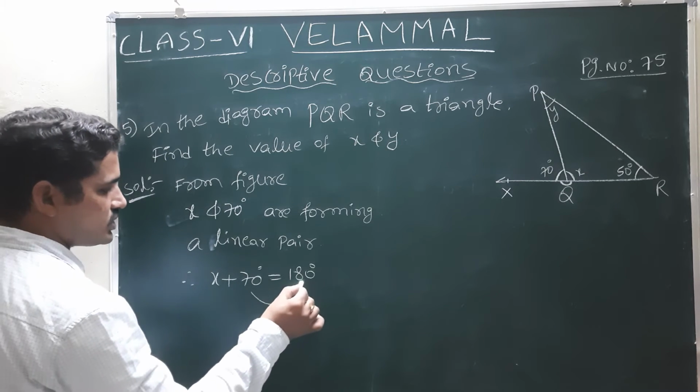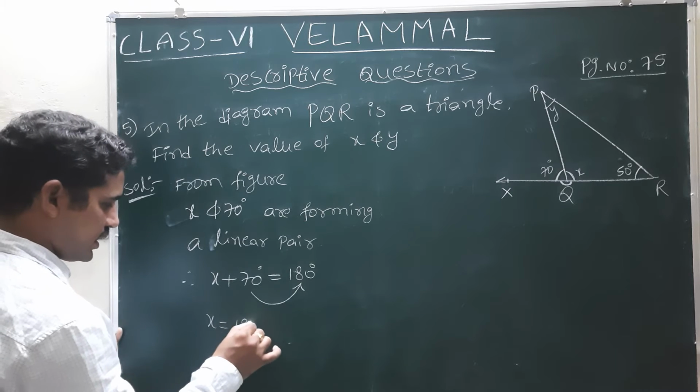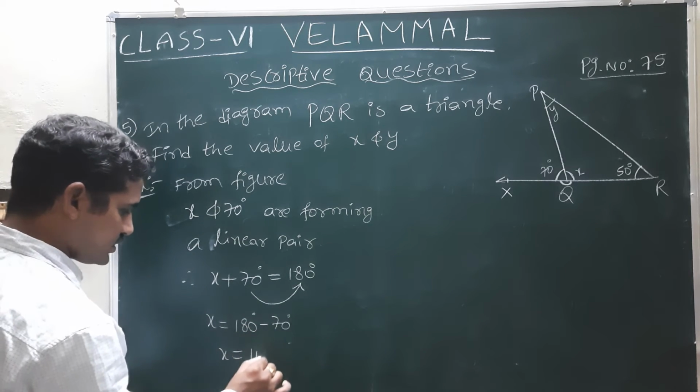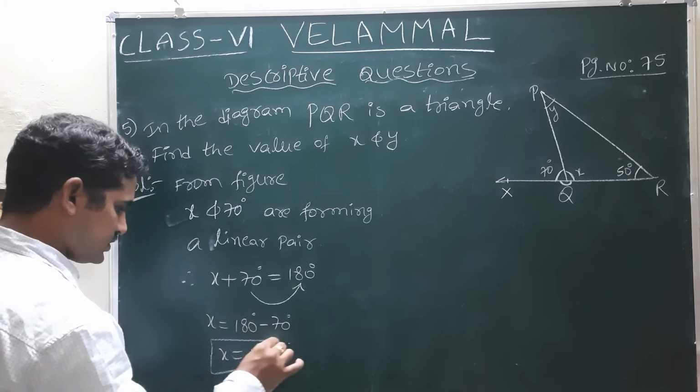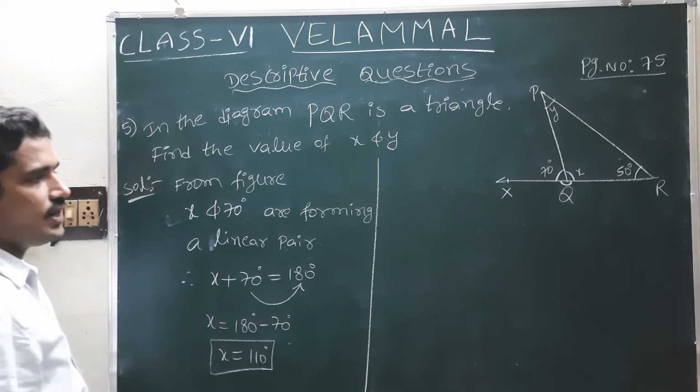So by sending 70 to this side, x is equal to 180 degrees minus 70 degrees. So the x value will be 110 degrees. We got x as 110 degrees.